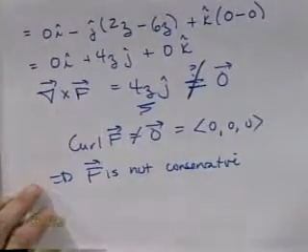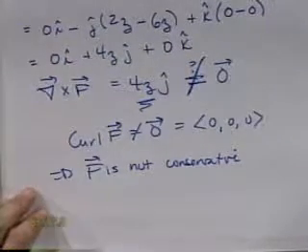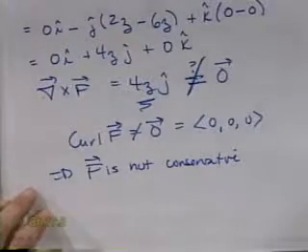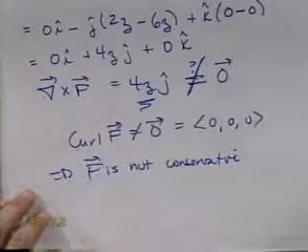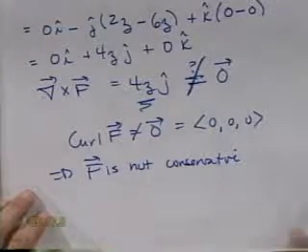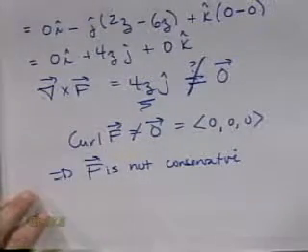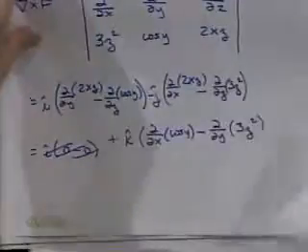So guess what? F does not have a potential. You can try all you want to get that little scalar function f whose gradient is equal to big F. It's not going to work. It's like putting a square peg in a round hole. It's not going to work. It's not worth our while.